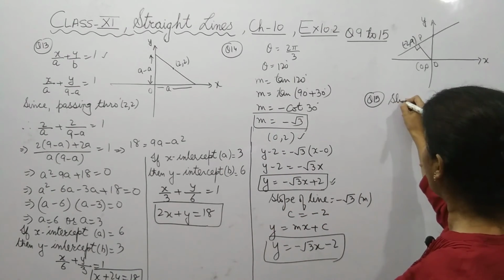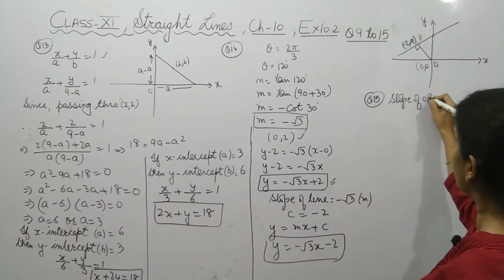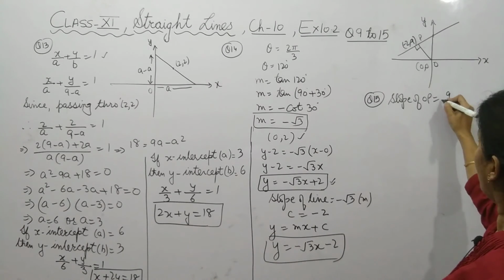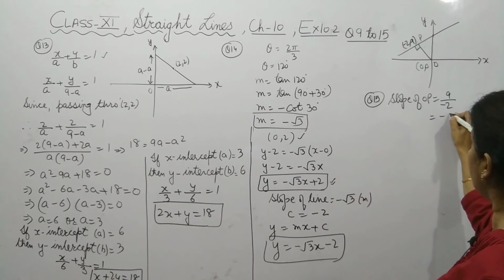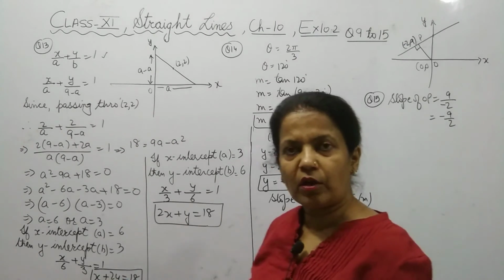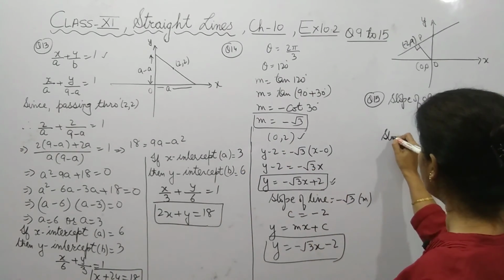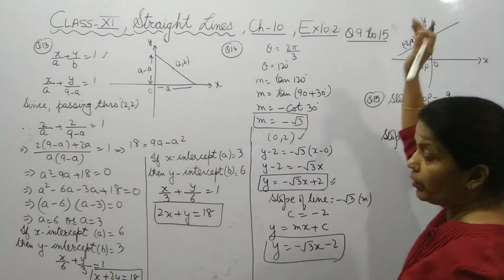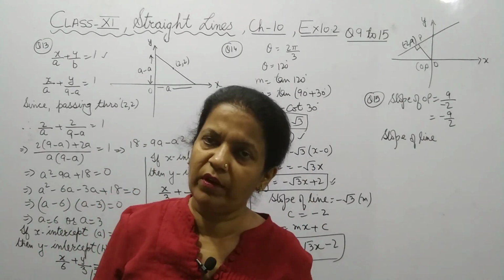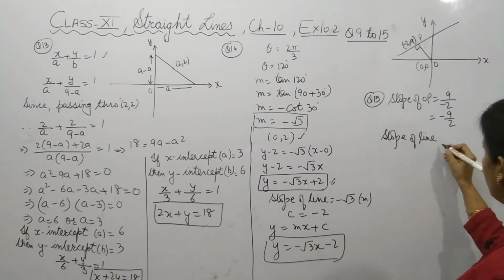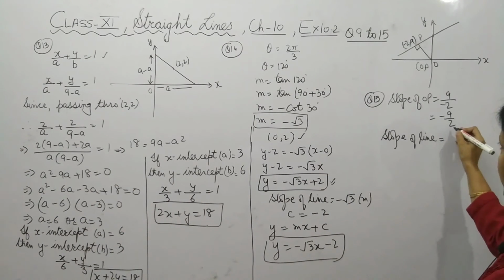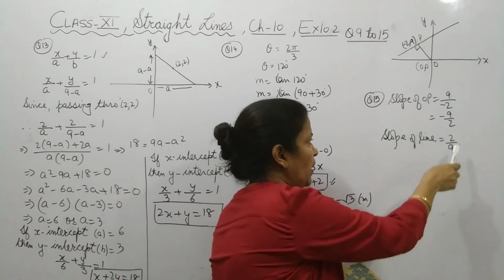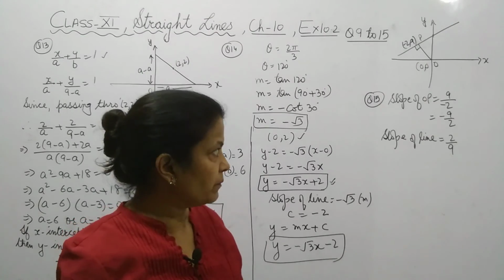So first we will find the slope of OP. The formula is y2 minus y1 upon x2 minus x1. So it will be minus 9 by 2. Now you have to find the slope of the given line. Since it is perpendicular to OP, the formula is m1 m2 equal minus 1. So it will be 2 by 9. See, if you multiply both of them, you will get minus 1.